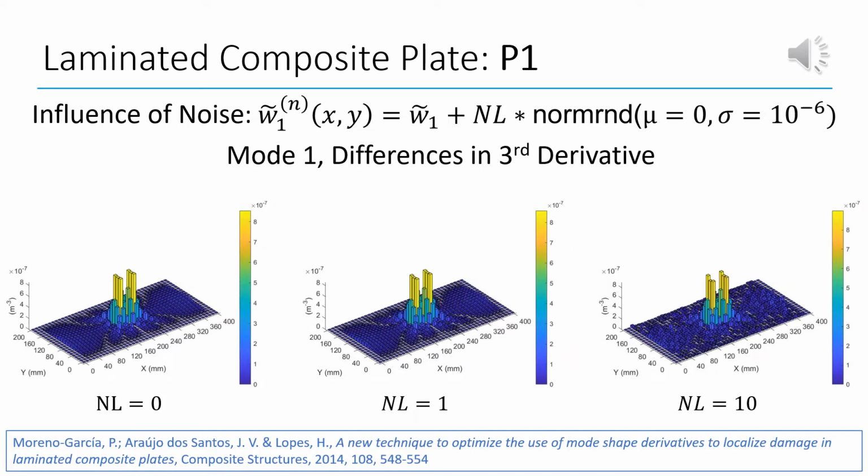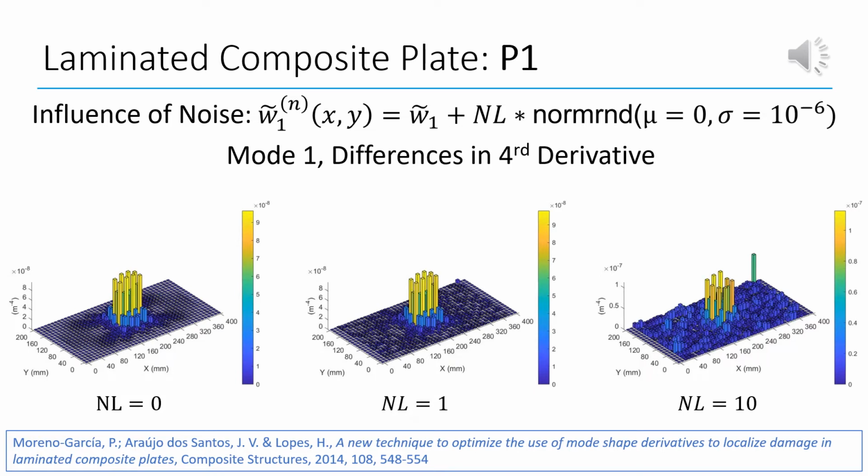However, when we apply the damage indicator based on the third-order derivative, some dispersion of peaks is observed in the undamaged areas. The results obtained with the damage indicator based on the fourth derivative present maximum values for a noise level of 10 that differ in one order of magnitude from the ones obtained without including noise. Furthermore, for this noise level we even have a false positive at the corner of the plate.